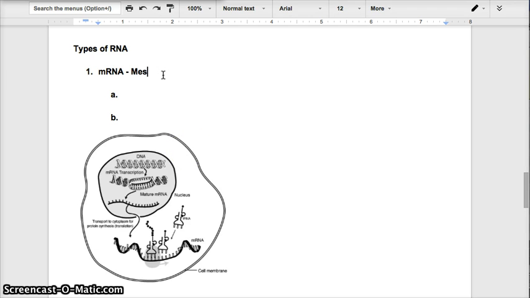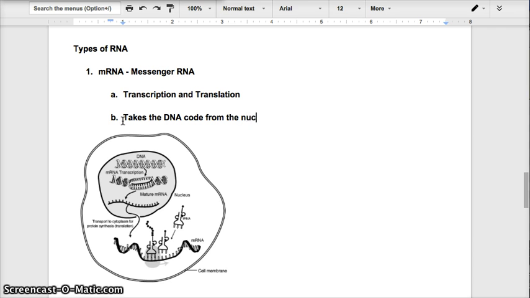So this is messenger RNA, and it's involved in both transcription and translation, and it takes the DNA code from the nucleus to the ribosome. So what happens is, which we'll talk about in a second, DNA is copied into mRNA, and then the mRNA copy goes out to the ribosome to make the protein.